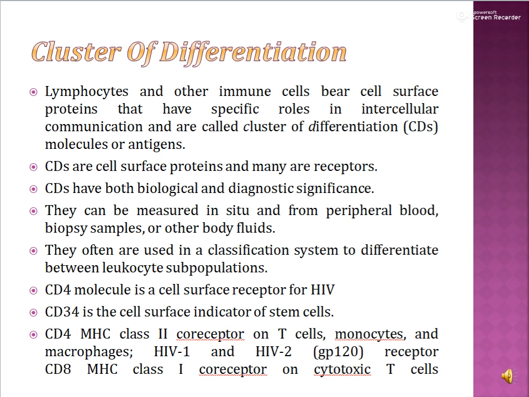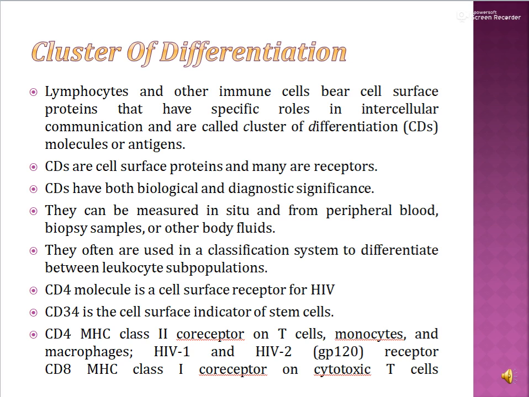organisms also. Then another antigen is the CD, or the cluster of differentiation, which we always come across in different cells. Now, the lymphocytes and other immune cells bear cell surface proteins which have a specific role in intercellular communication. And these are called the cluster of differentiation molecules or the cluster of differentiation antigens. The CDs are cell surface proteins, and many are receptors, and they have biological as well as diagnostic significance. In the case of HIV, they have a CD4 molecule as a receptor, and if a cell is considered to be a stem cell, it will have a CD34 receptor.